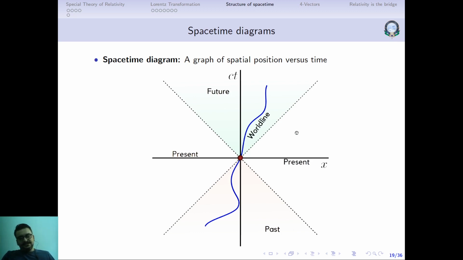So in this example that I have shown, we have just taken one dimension, the x dimension, and the vertical axis is the time dimension. You would probably have come across these graphs, right? This is position versus time. In high school, when you studied motion, you would have come across these position-time graphs, right?